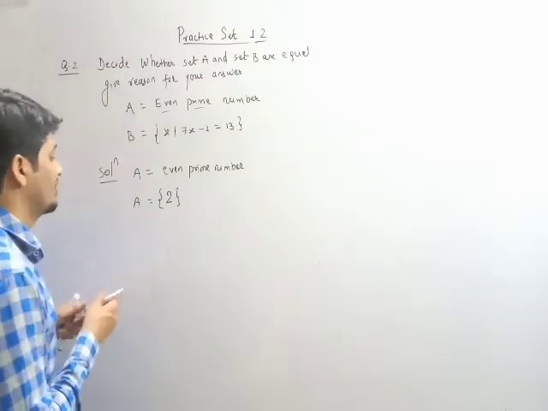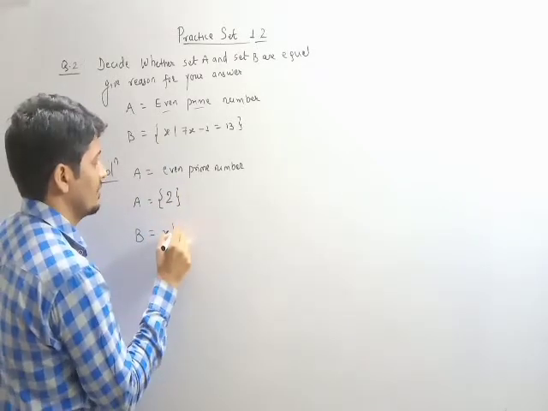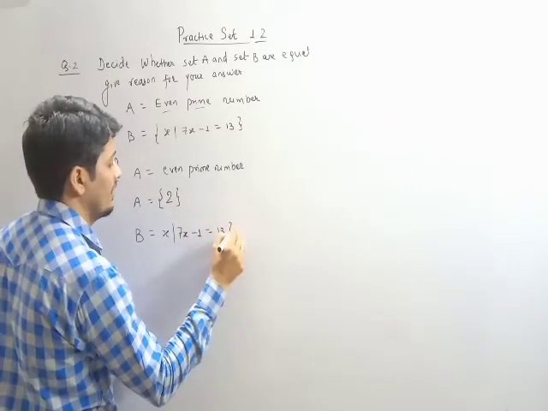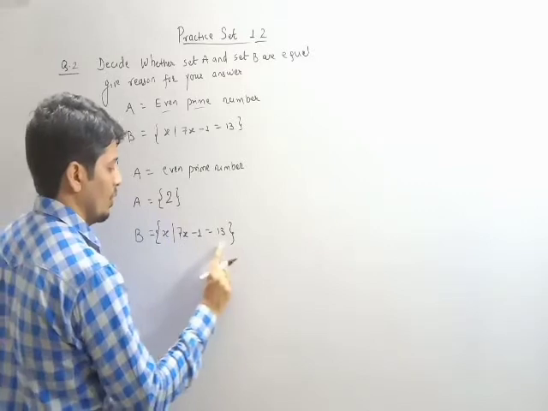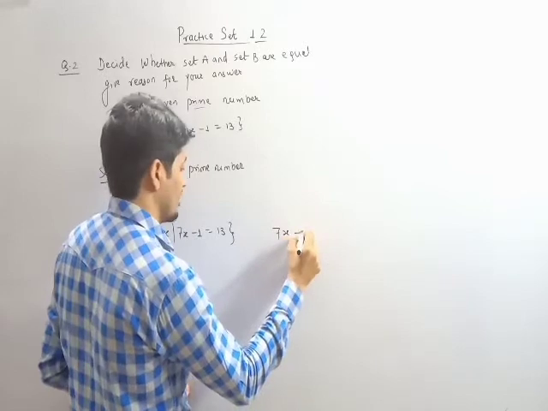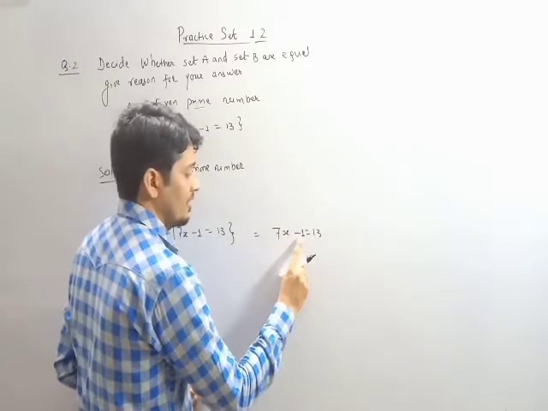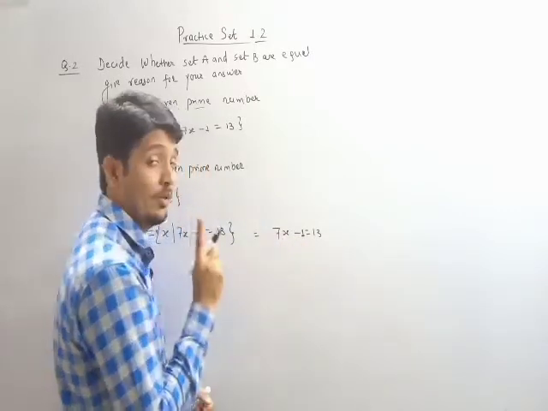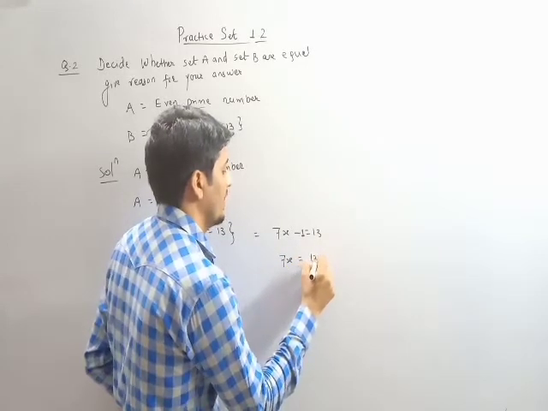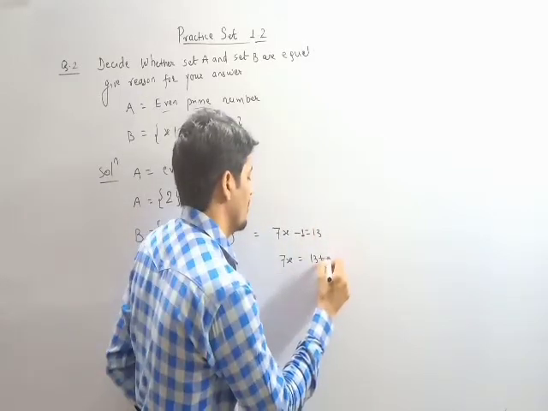So what about the next set, set B? Set B says x such that 7x minus 1 equals 13. So we have to solve this equation first. The equation is 7x minus 1 equals 13. We are transferring the 1 to the other side because we have to calculate the value of x. So 7x equals 13 plus 1. See, when we transfer the minus 1 to the other side, it becomes positive 1.